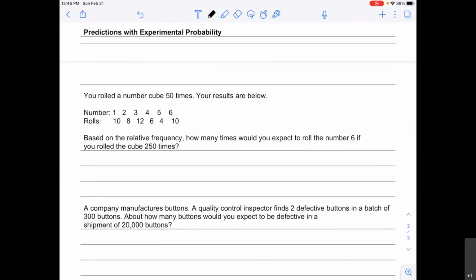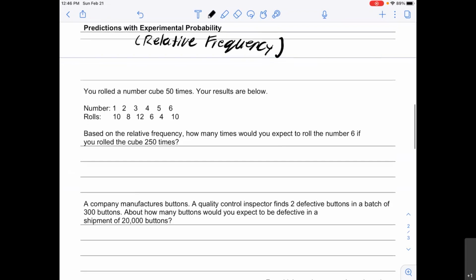So next we want to be able to make predictions with experimental probability. Remember, experimental probability can also be called relative frequency. Those are the exact same thing, just depending on the problem, depending on the source of that problem, depending on the context, it may call it experimental probability and it may call it relative frequency. Experimental probability and relative frequency, those are actual results from an actual experiment. So looking at this problem, we want to be able to use the relative frequency to now make our prediction. We want to use what actually happened instead of what should happen in the theoretical world.